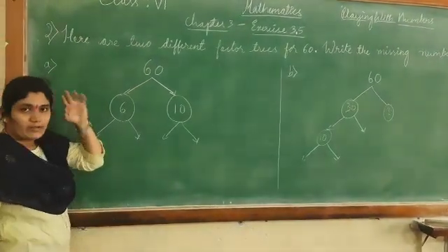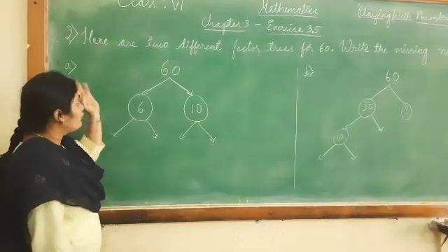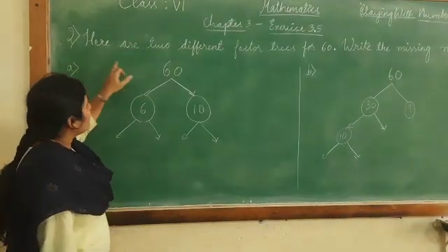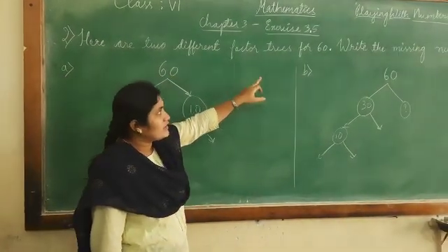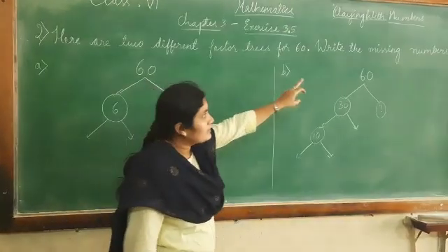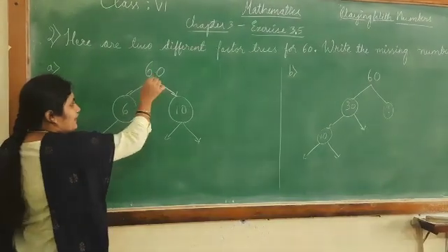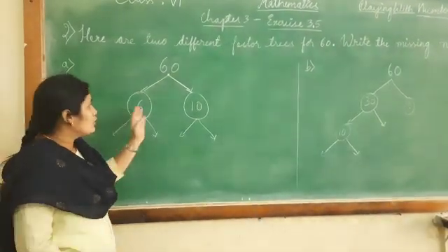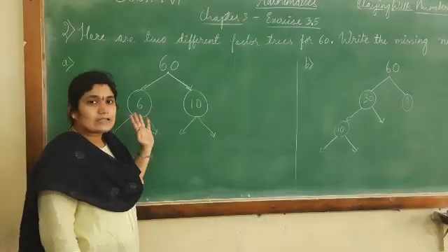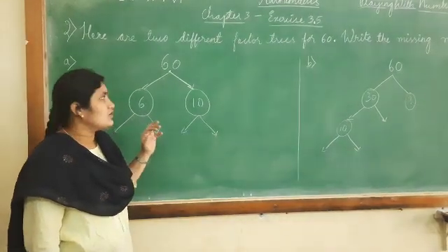Second bit, as we have completed the first bit in our earlier video, now let us move on to the second bit. Here are two different factor trees for 60. Write the missing numbers. The given number is 60 and a factor tree is also given. You should write the factors of it, that is, in the form of prime factorization.